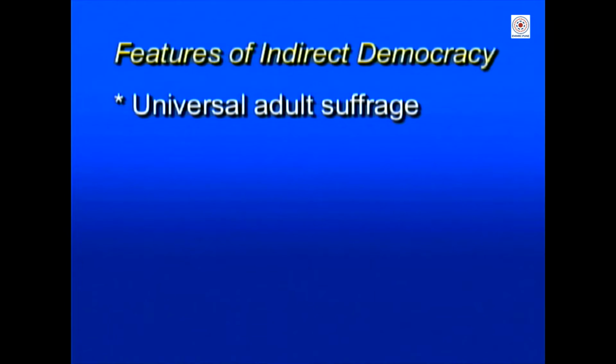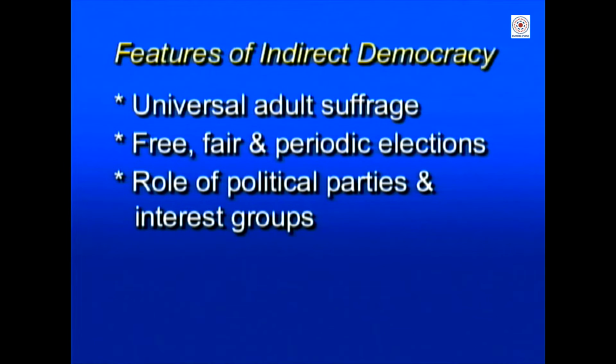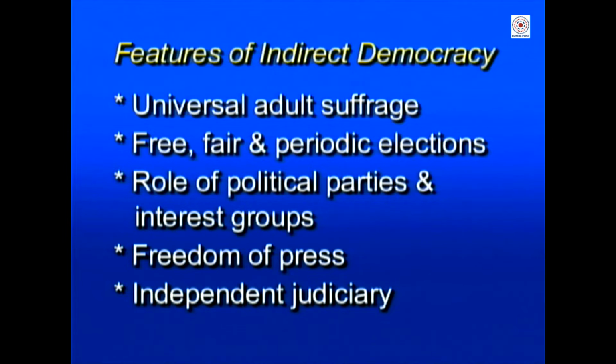Now when I talk of features of democracy, basically I am talking about features of indirect democracy, and in all we can divide the features into 5. First of all, universal adult suffrage, then you must have free, fair and periodic elections. If elections are going to be there, then the third feature would be the role of political parties, the existence of political parties and interest groups. Then to voice the opinion of the people, freedom of the press must be granted, and you must have an independent judiciary.